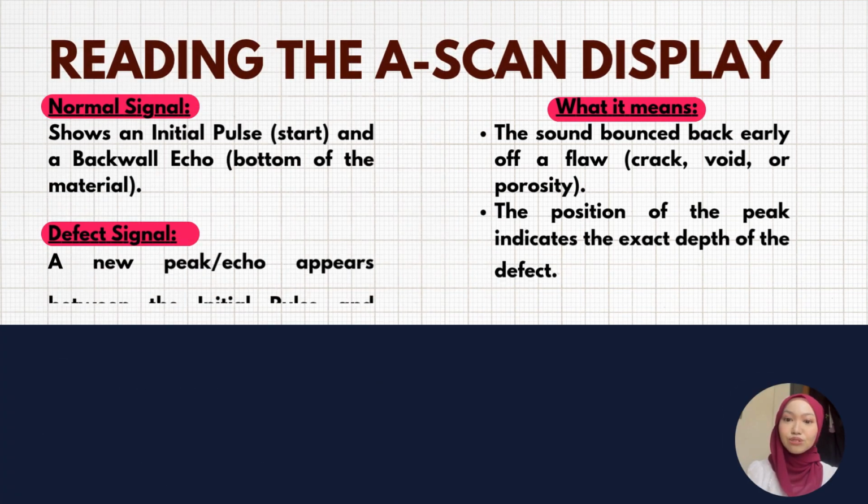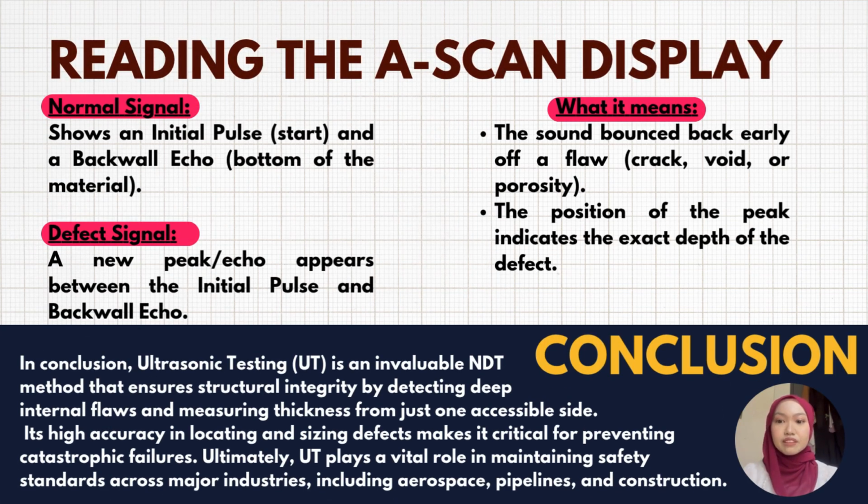Next, we move to how to read a scan display. There are two signals, which are the normal signal and the defect signal. For the normal signal, it shows an initial pulse, this is the start, and a backwall echo at the bottom of the material. Second one is the defect. It is a new peak or echo that appears between the initial pulse and the backwall echo. What it means is the sound bounces back early off a flaw, which is a crack, void, or porosity. The position of the peak indicates the exact depth of the defect.